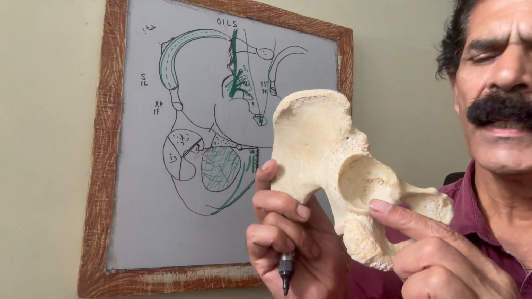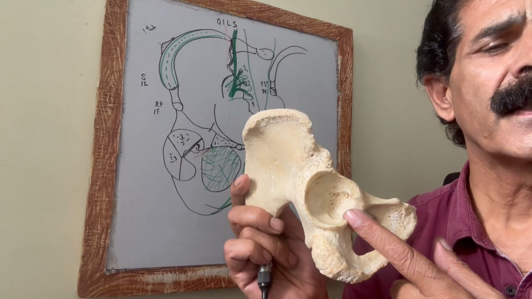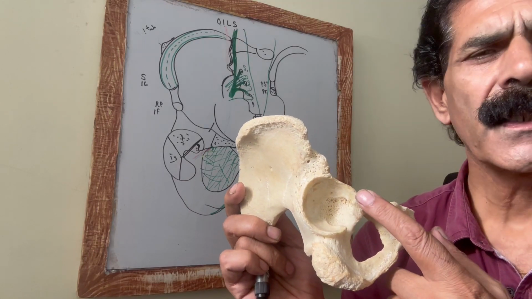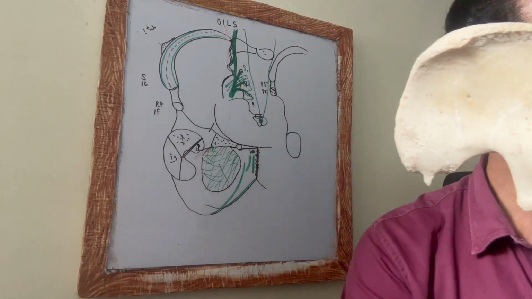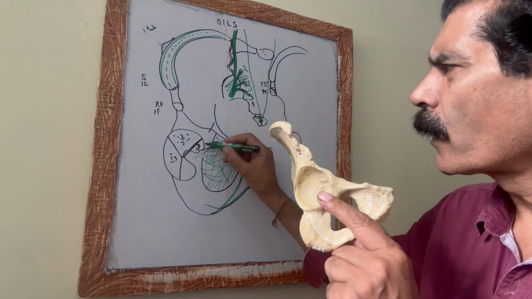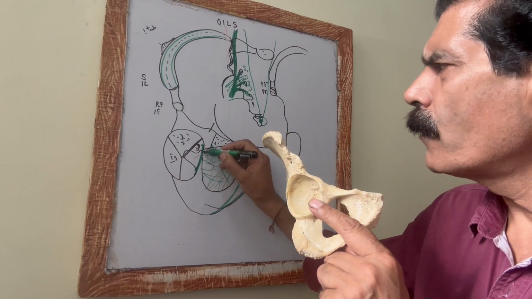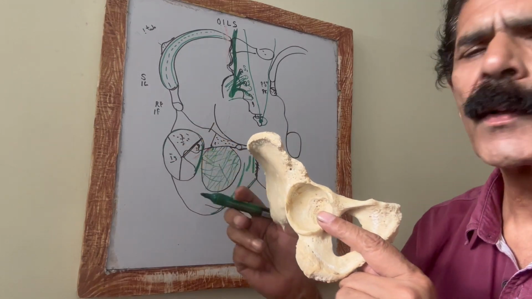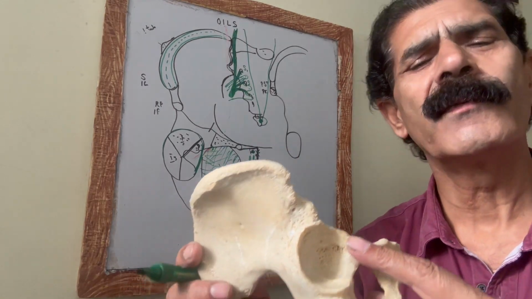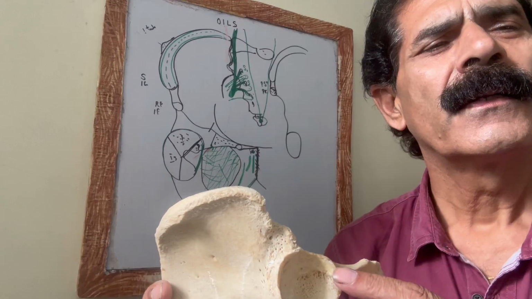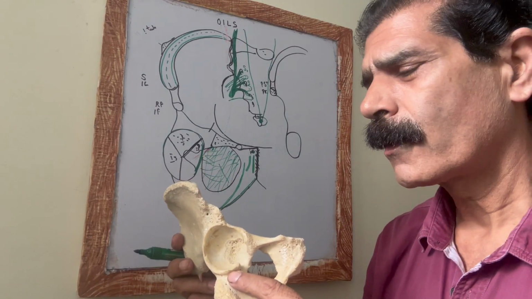not complete. It is interrupted here. This interruption is called the acetabular notch. This notch is completed or covered by a ligament, which is called the transverse acetabular ligament. The transverse acetabular ligament completes the rim of the acetabulum for the attachment of the labrum acetabulare of the hip joint, plus it also gives the attachment to the ligamentum teres of the head of the femur. So this is the transverse acetabular ligament.